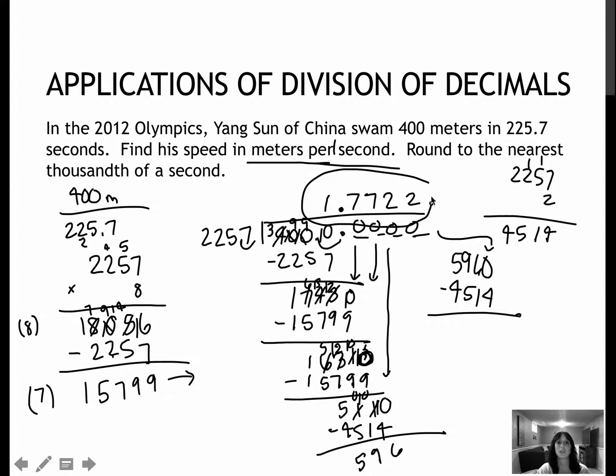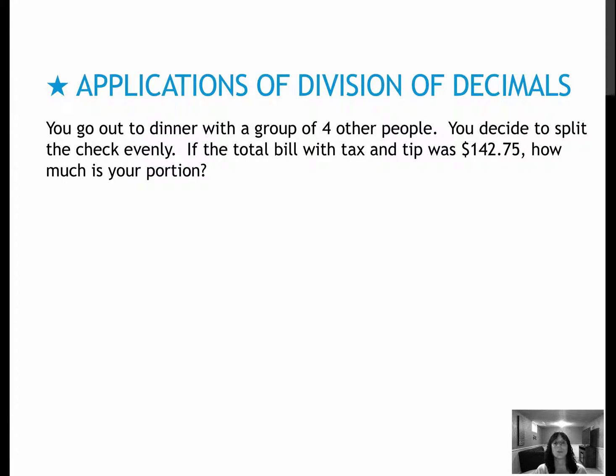So this is my answer, but now I need to round it to the nearest thousandth of a second. So tenths, hundredths, thousandths, looking to the right, I wouldn't have to round up the 2. So my answer would be 1.772 meters per second. So we're going to label, and we didn't have to round up because 2 is less than 5.